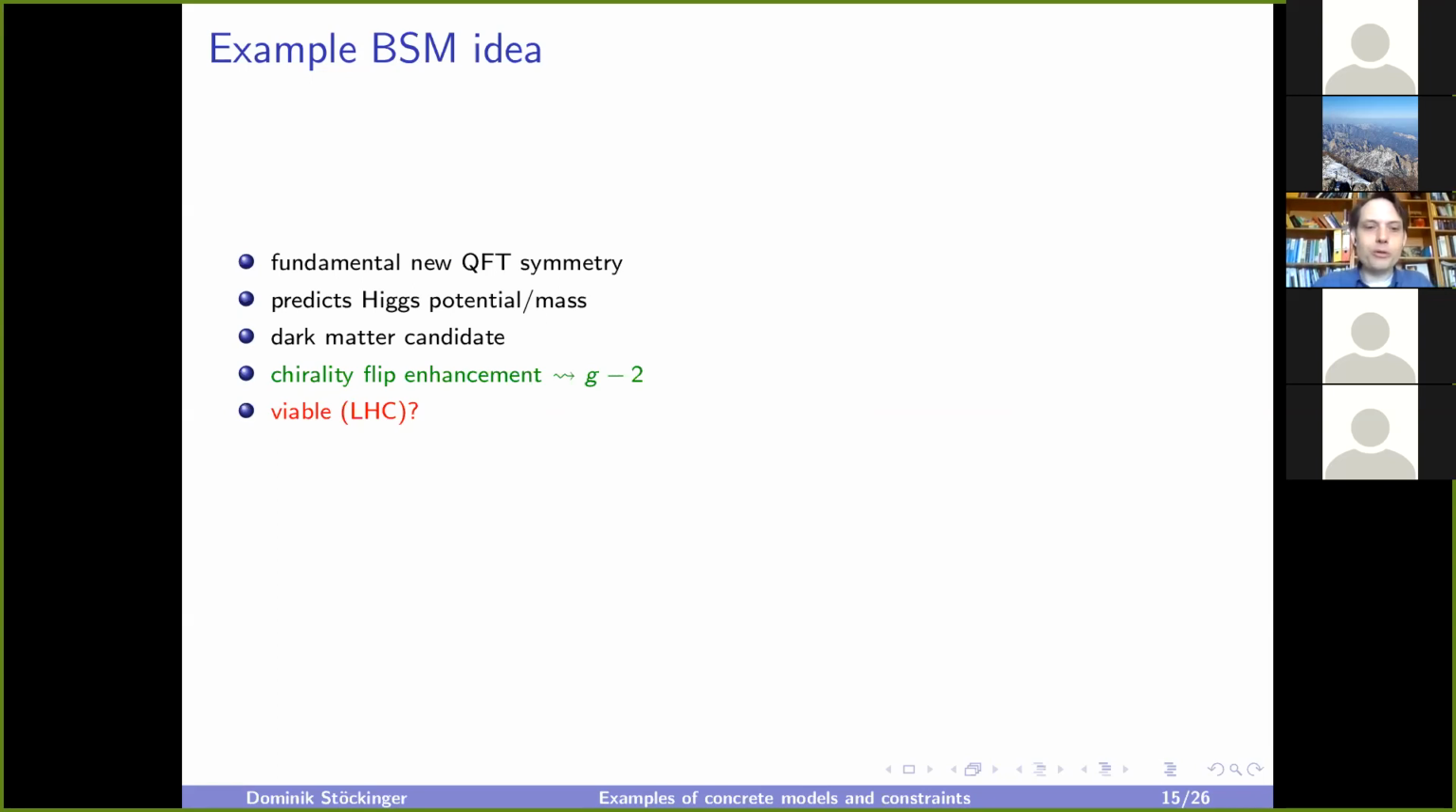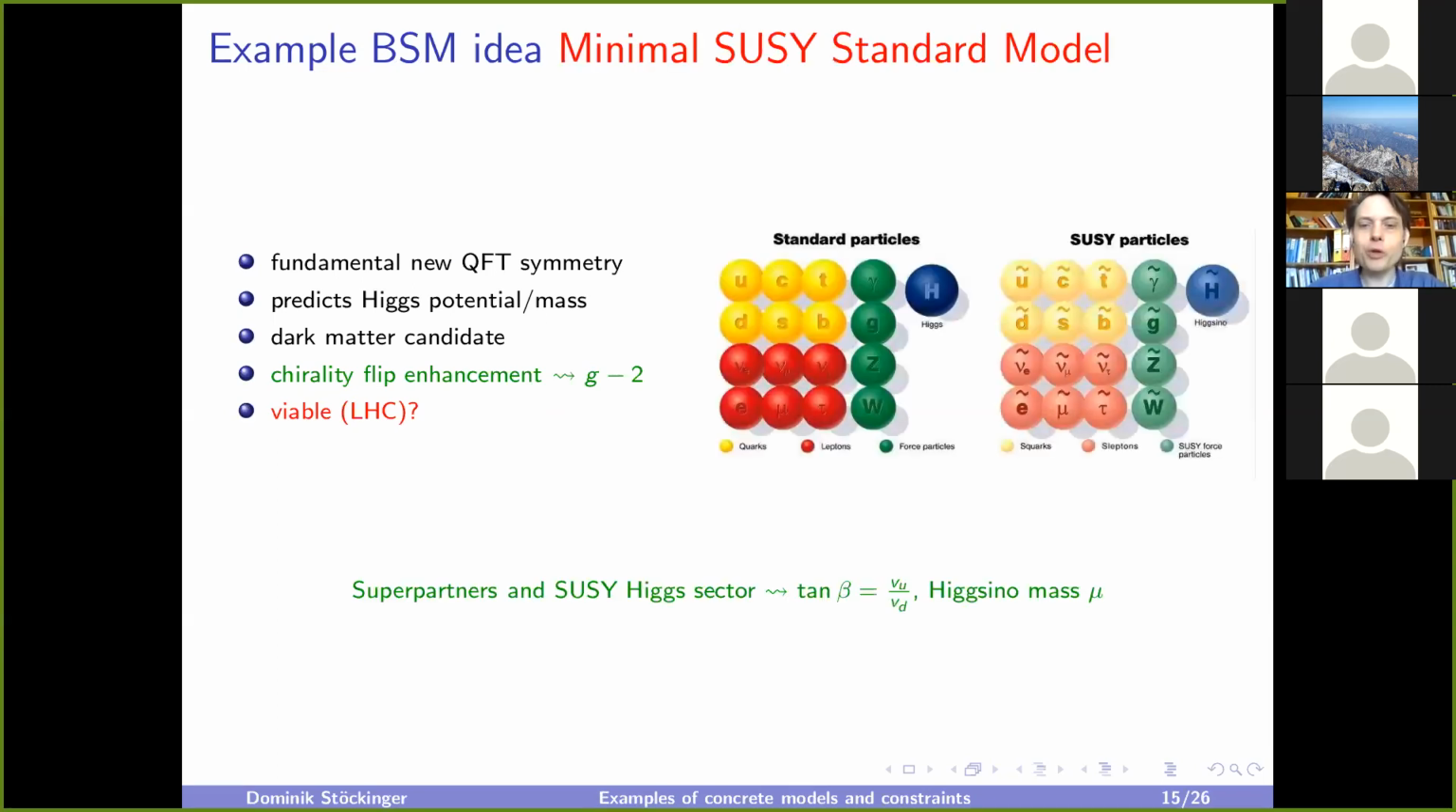And the only question is: is this actually still viable given all the LHC constraints, or has it been excluded or killed by the LHC? So supersymmetry is still very interesting, even though it's not the only interesting BSM scenario. But in supersymmetry, you have all these superpartners to Standard Model particles with different spin. And what is very important for us and in general is that the Higgs sector is supersymmetrized.